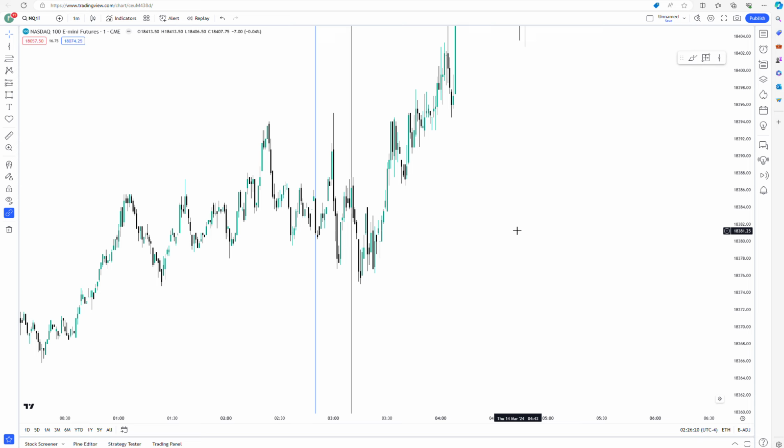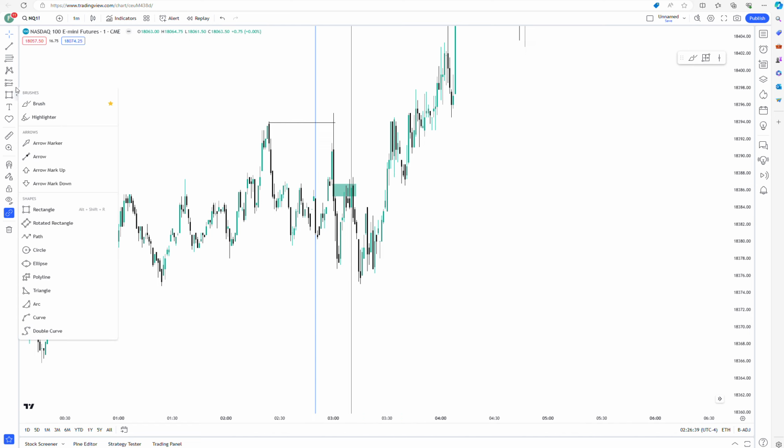Now, what have we done here? Yeah, we've raided liquidity here. You might say to me, okay, well, that's your market structure shift, and then you might go for a short position here. Is there anything wrong with that? Well, technically, no. If you went for a short position here, your question now would be, okay, where do I put my stop loss?